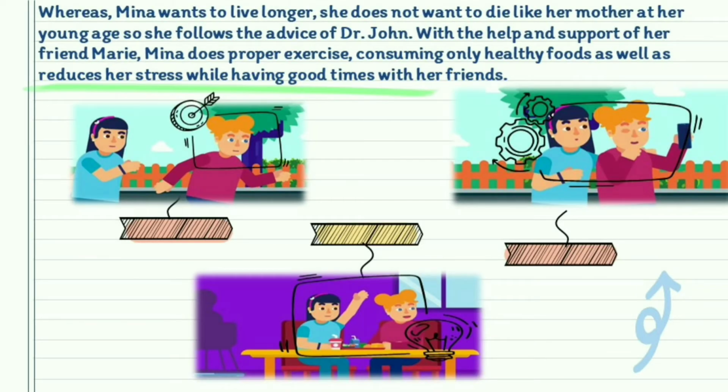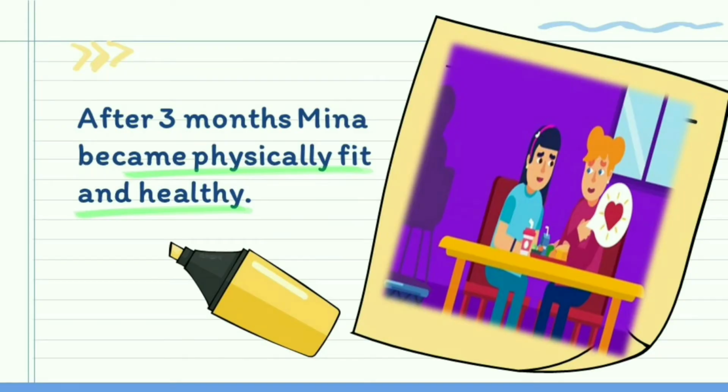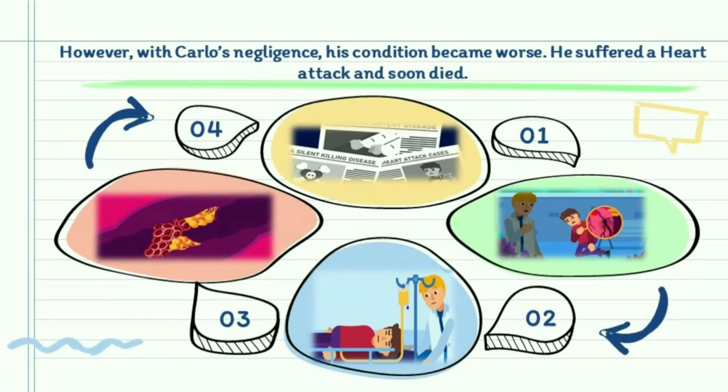Whereas, Mina wants to live longer. She does not want to die like her mother at her young age. So, she follows the advice of Dr. Yan. With the help and support of her friend Marie, Mina does proper exercise, consumes only healthy foods, as well as reduces her stress while having good times with her friends. After 3 months, Mina became physically fit and healthy. However, with Carlo's negligence, his condition became worse. He suffered a heart attack and soon died.